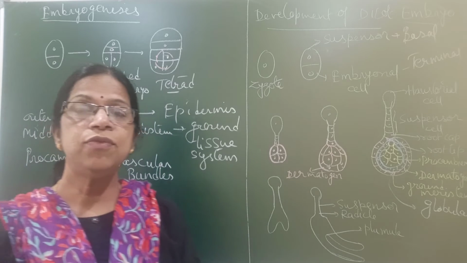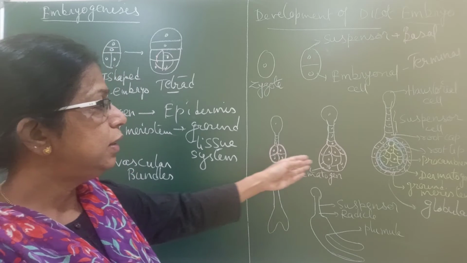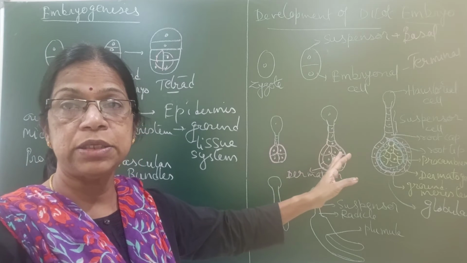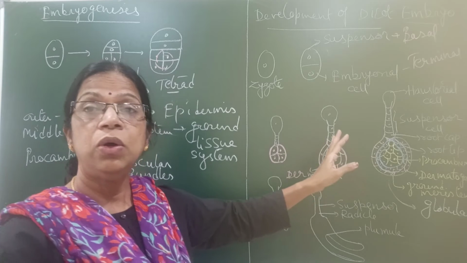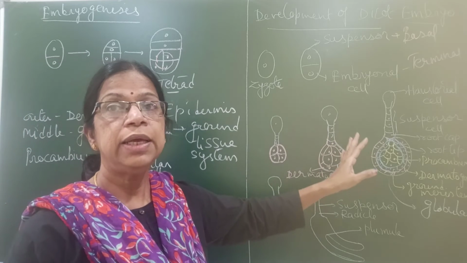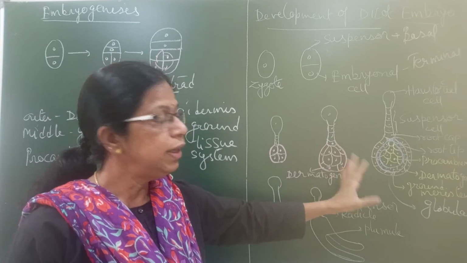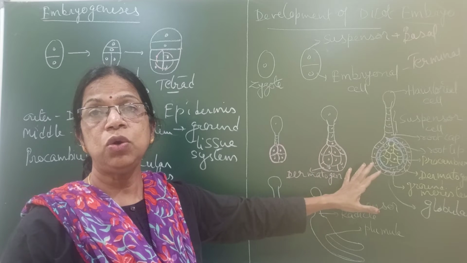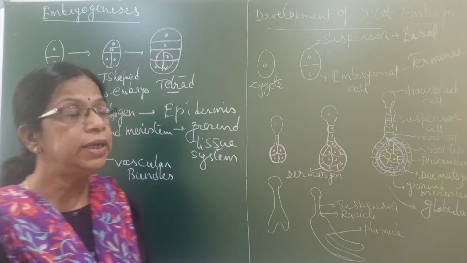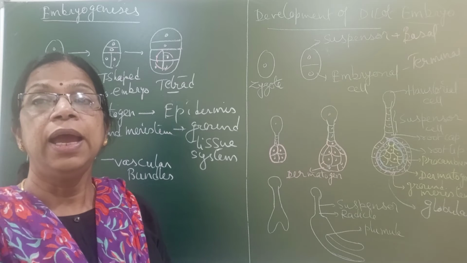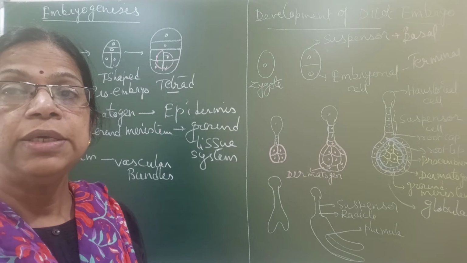So in this way, we can see the 3 layers. They are called germinal layers, which means they are also embryonal layers. They give rise to the 3 different layers. This is called a globular stage. Now the next stage is called a heart-shaped stage.